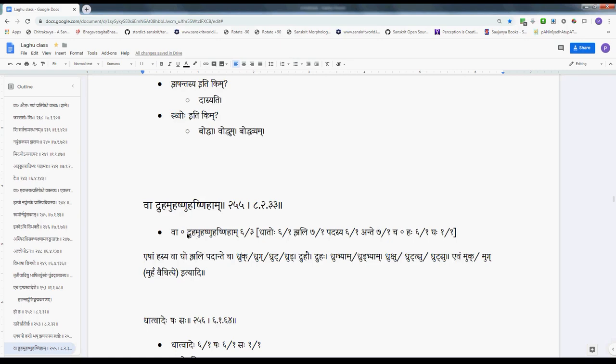So, the first dhatu it takes is druha. Druha dhatu, what will happen? Druha, I will not derive this. Druha, hakara will become... See here you see druk and druk. Then drut and drud.